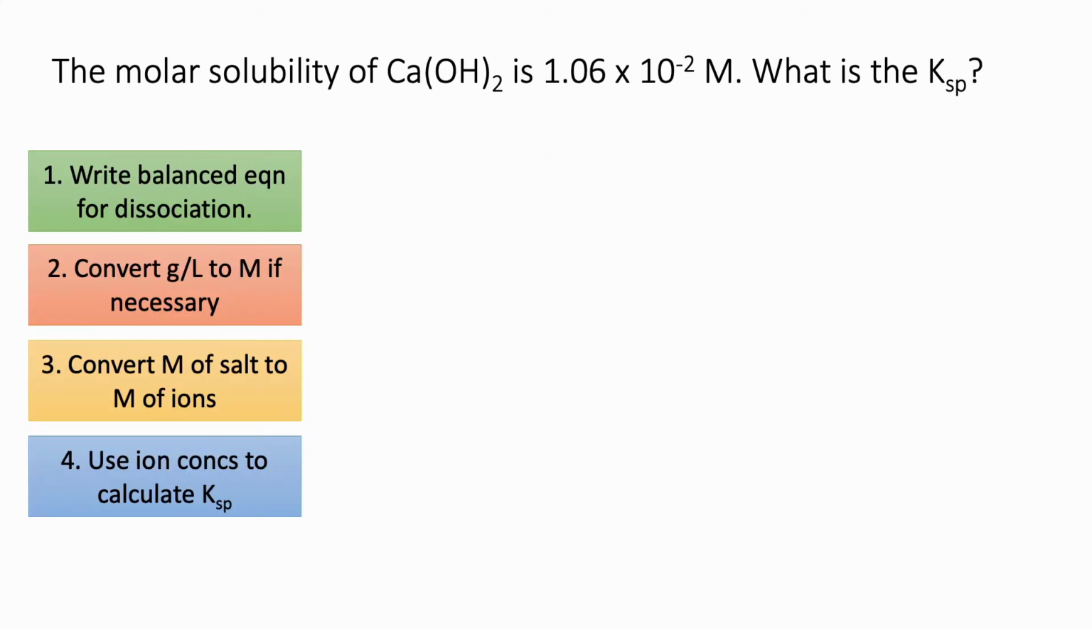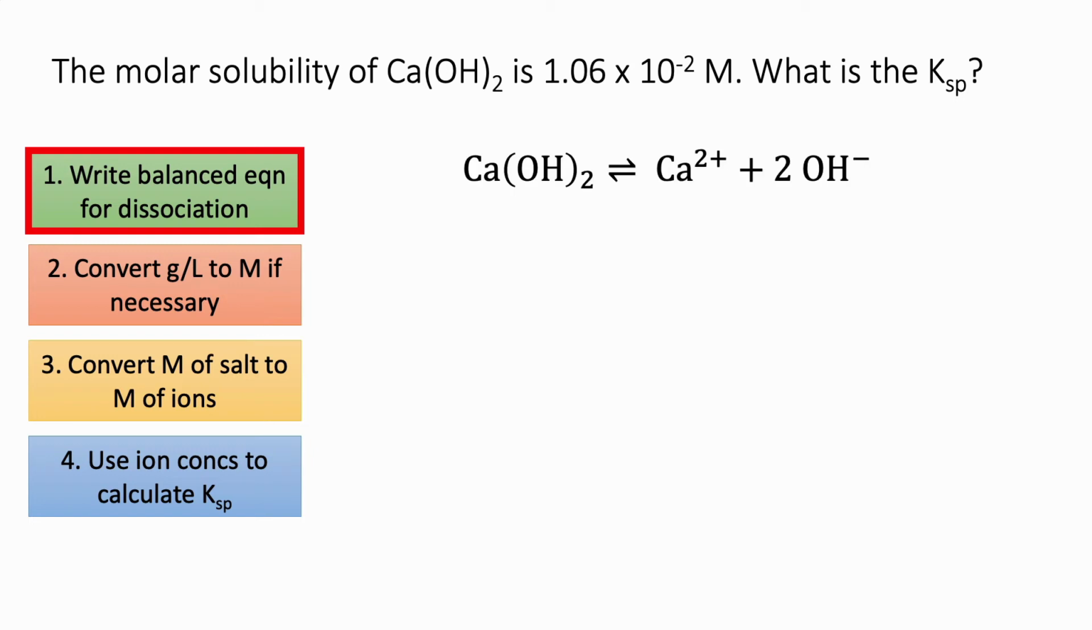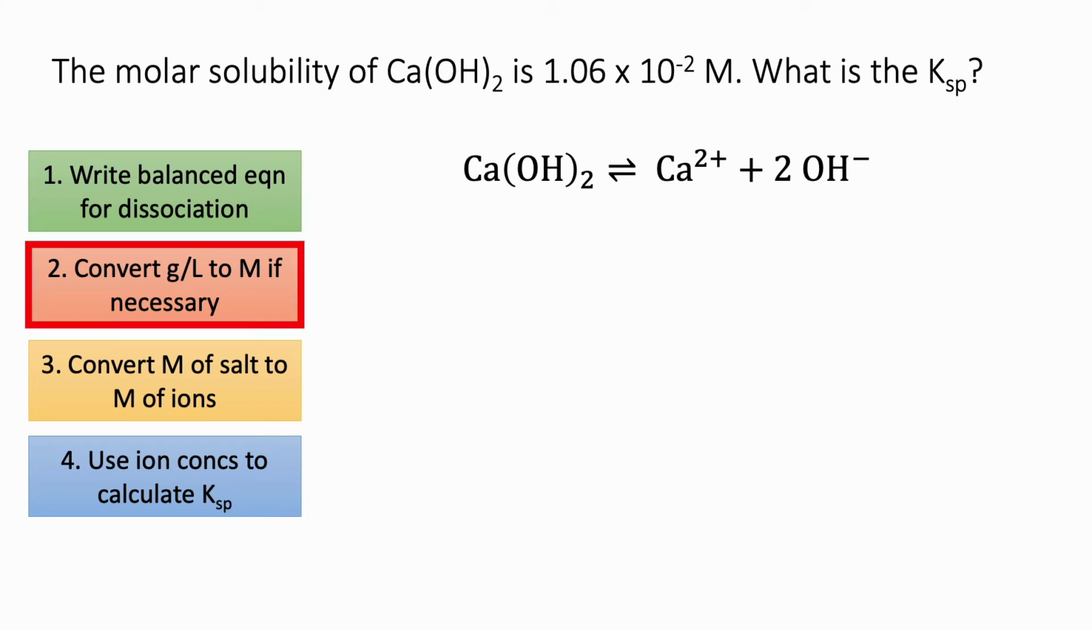So let's go through and do that. Here we're given the molar solubility of an ionic compound, calcium hydroxide, and this is 1.06 times 10 to the minus 2 molar. So what's the KSP for calcium hydroxide? Remember, the first thing we're going to do is write a balanced equation for dissociation. So calcium hydroxide dissociates to form 1 calcium ion and 2 hydroxide ions. Stoichiometry ends up being super important in solubility equilibria. I mean, it's important everywhere, but you're going to see that these ion concentrations are really important. Next step, convert grams to liters. We don't have to do that because we already have the molar solubility.